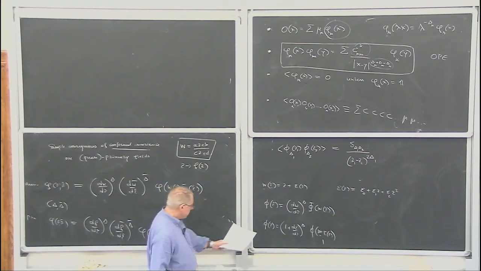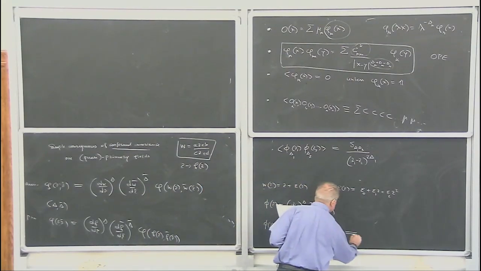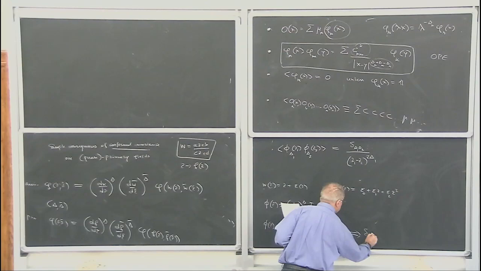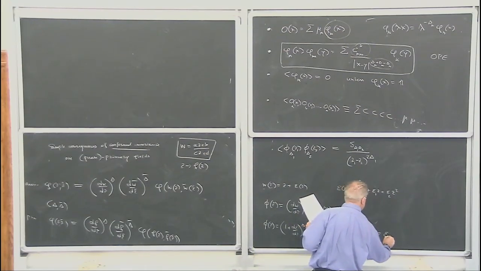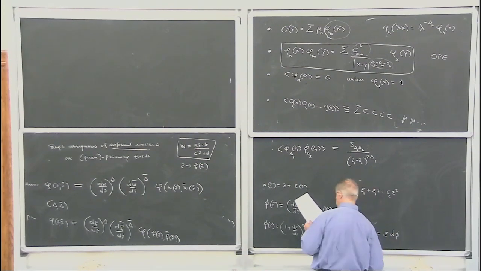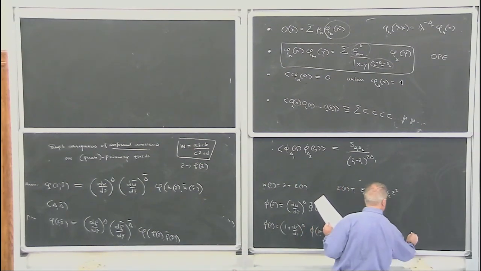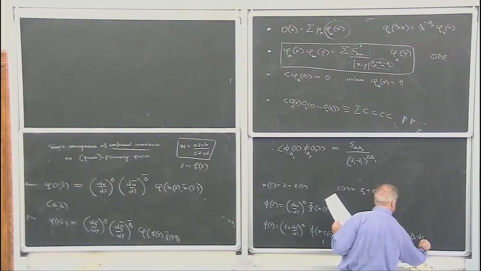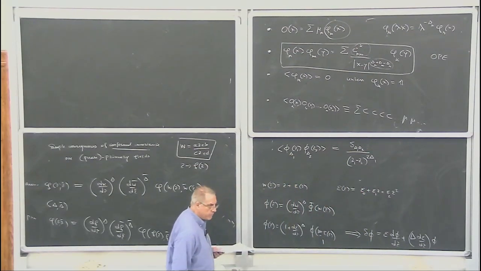I'm going to expand because epsilon is infinitesimal. So the variation of the quasi-primary field under this transformation is epsilon d phi over dz plus delta d epsilon over dz times phi. Okay?